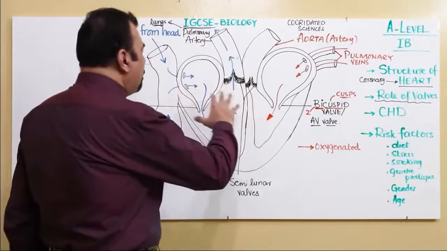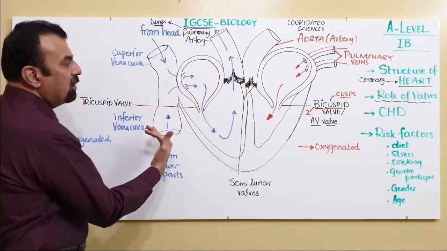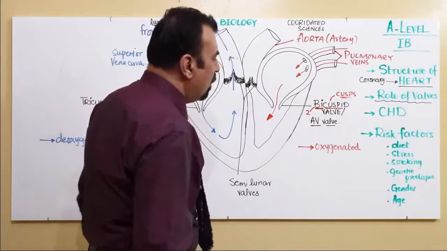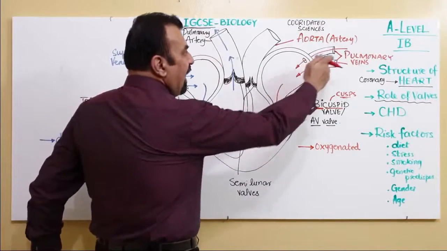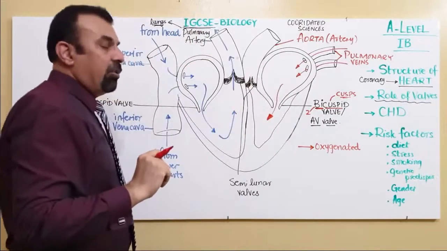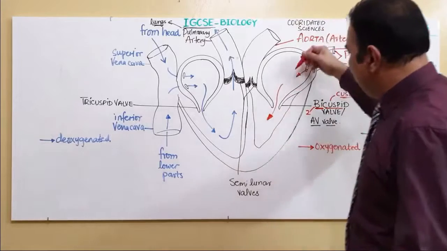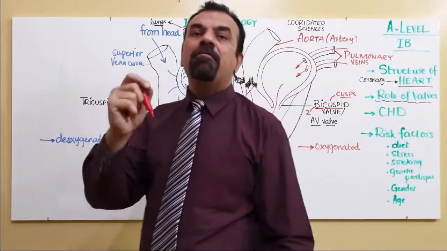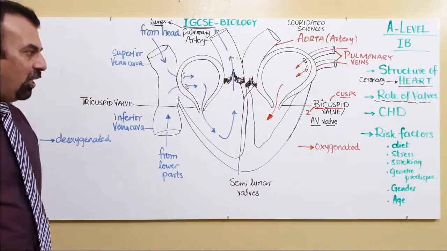Okay, so now coming back to this, we have seen that the right side of the heart is receiving deoxygenated blood, the left side of the heart is receiving oxygenated blood, and then blood came to this chamber. That chamber is called the atrium, and from this atrium, the blood is pushed into the ventricle through a bicuspid valve. Very good. Now we'll continue our journey.